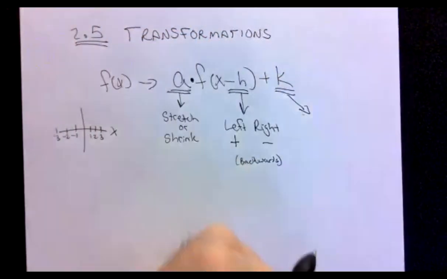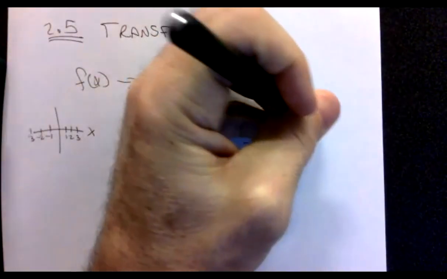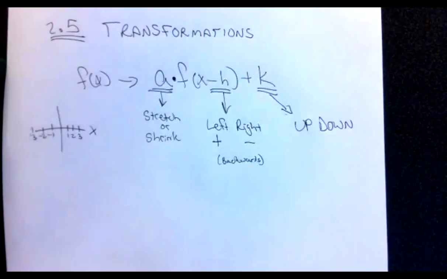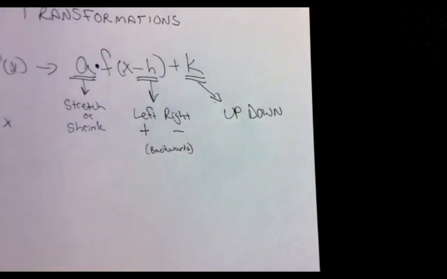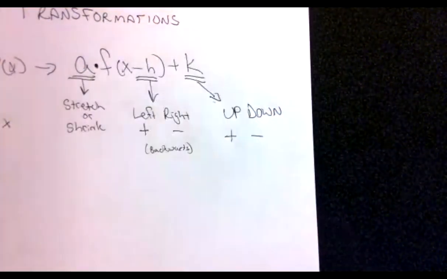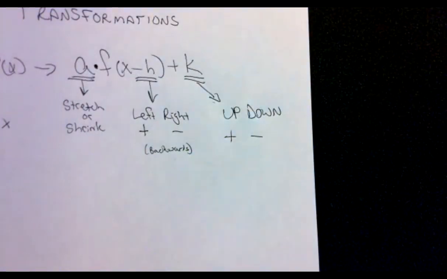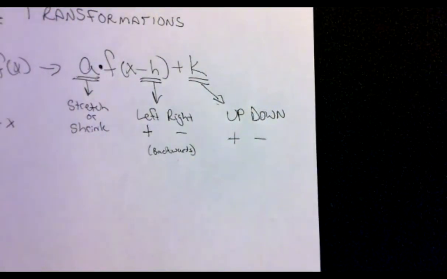And then this number, k, is going to shift the whole thing up or down. This one moves just like it's supposed to. A positive is going to go up, and a negative is going to go down.